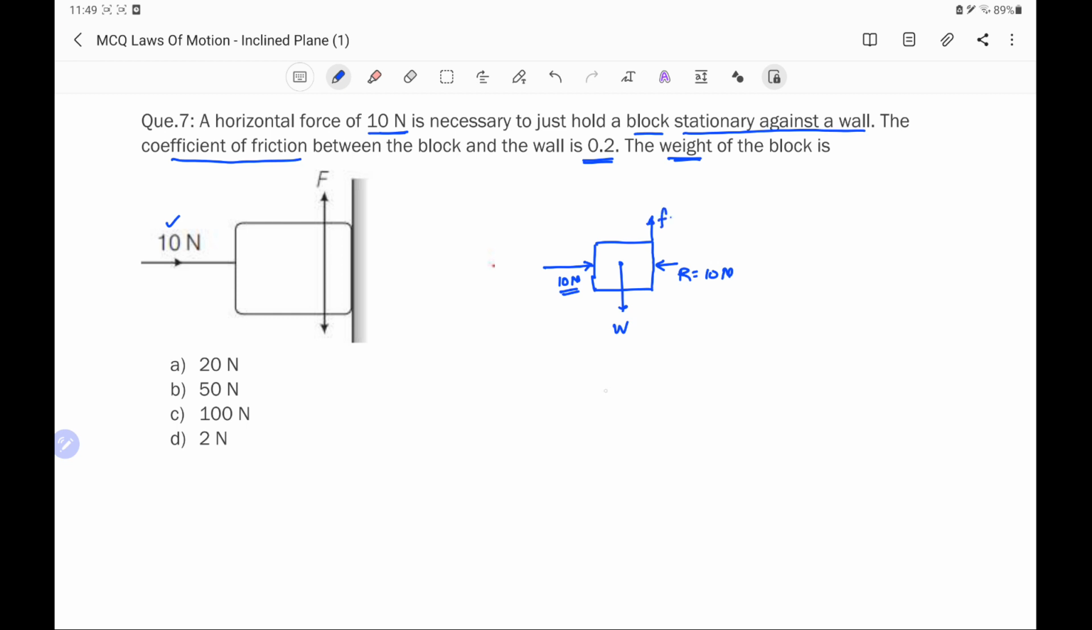Now the block is in equilibrium, that means there is no motion, so we can write that weight is equal to friction, and R is equal to 10 Newton. And this friction will be equal to mu into R, that is equal to mu into 10. And mu is given as 0.2, so we will write it as 0.2 into 10. Hence the weight of the body will be 2 Newton. Hence option D is the correct option.